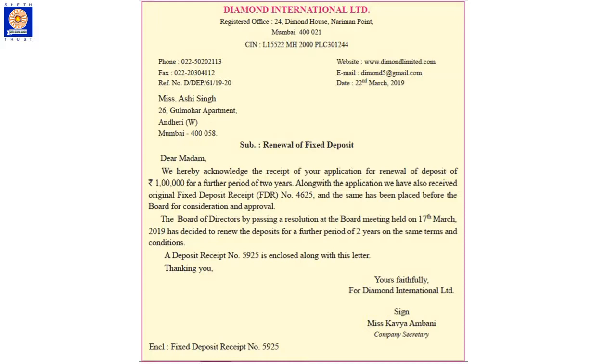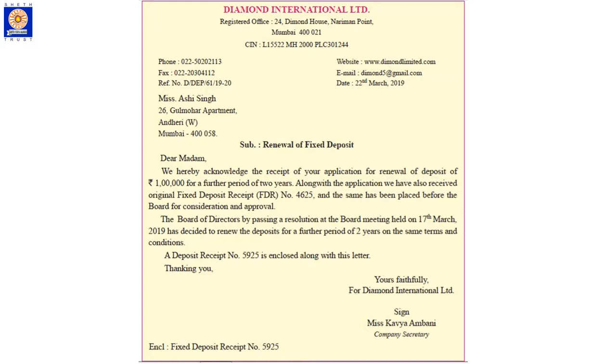We hereby acknowledge the receipt of your application for renewal of deposit of rupees 1 lakh for a further period of 2 years. Along with the application, we have also received the original FDR, that is fixed deposit receipt number 46525, and the same has been placed before the board for consideration and approval.